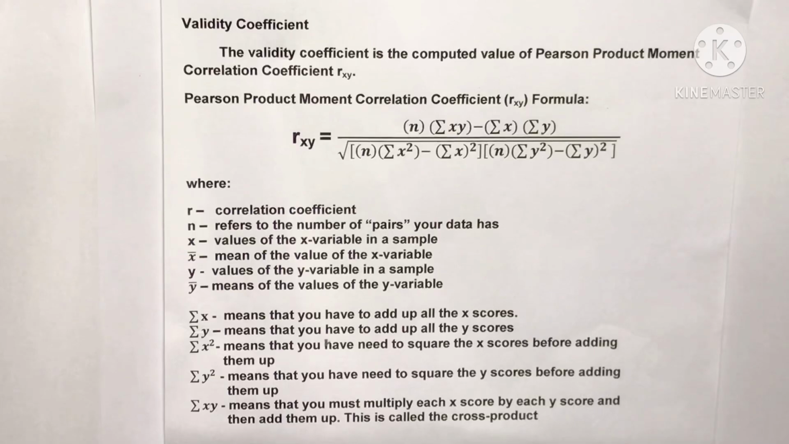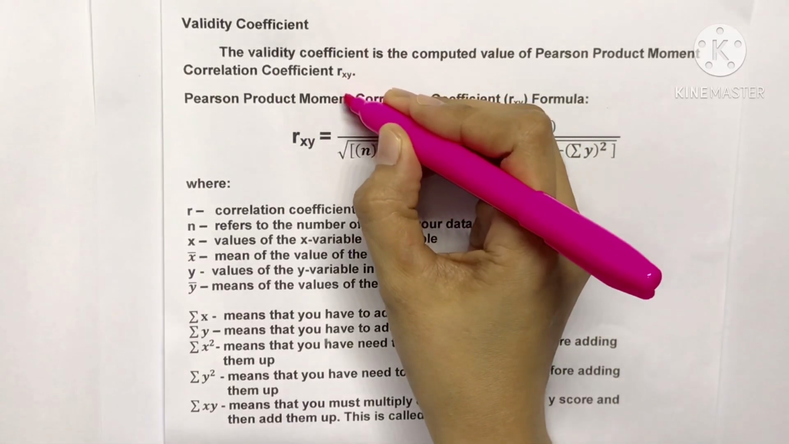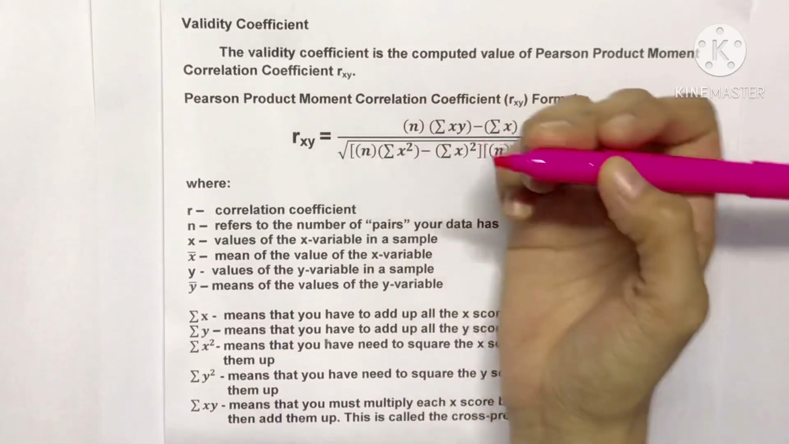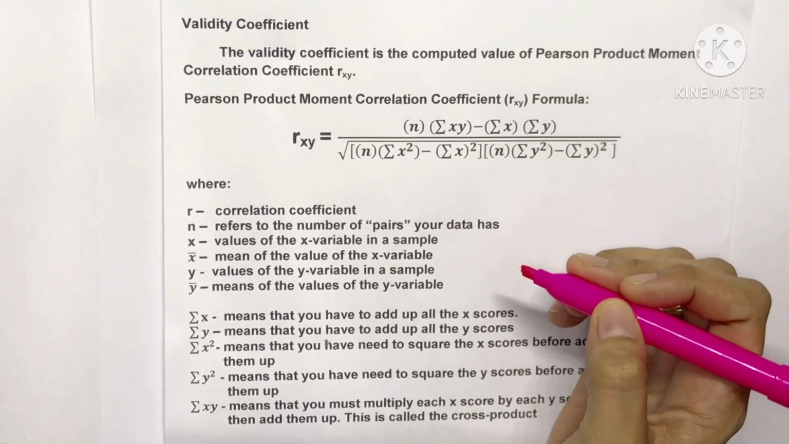Good day everyone. Today I will explain to you validity coefficient. The validity coefficient is the computed value of Pearson product moment correlation coefficient. So in symbol we have r sub xy. So here is the formula for Pearson product moment correlation coefficient.